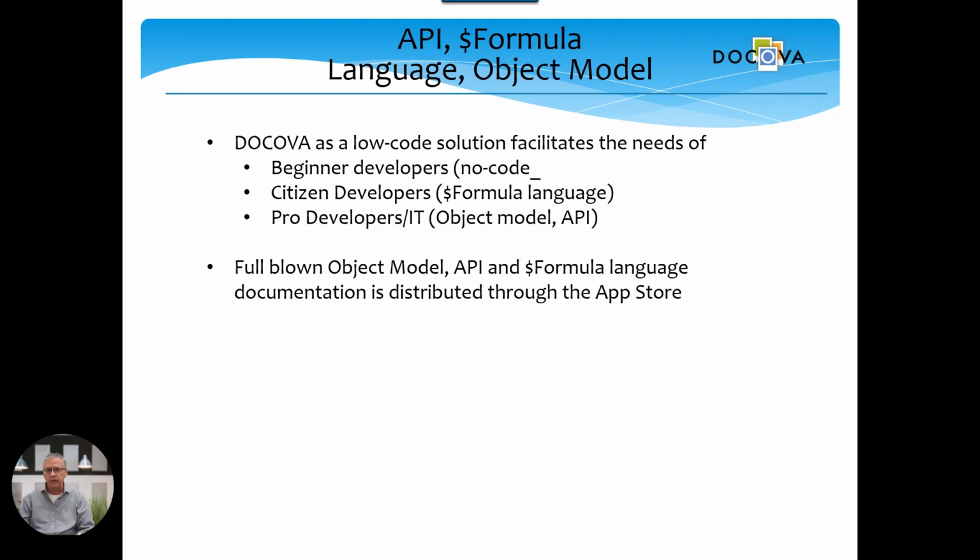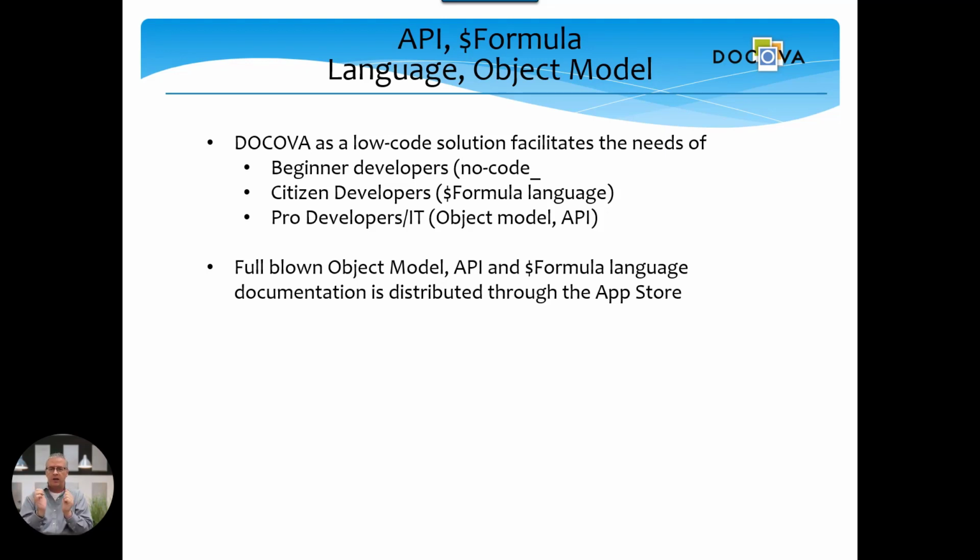API, formula language, and object model. So DOCOVA as a low-code solution facilitates the needs of beginner developers and no-code, citizen developers, so that as your users might start to get better at developing applications, then you can start introducing them to the formula language and command language. So it's not full-blown development with the API. It's an easier thing. It's like Excel formulas, in that there's a certain level of super userness that they can start using those things, and so we're not handcuffing.